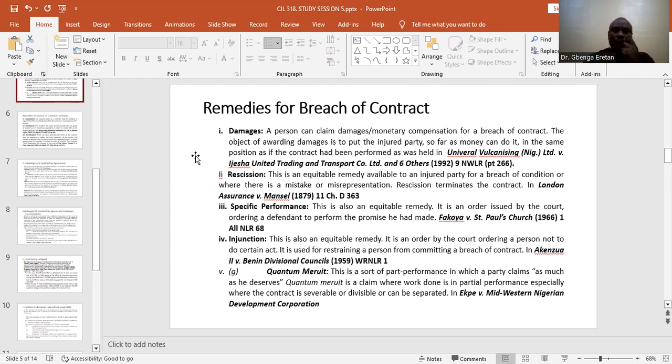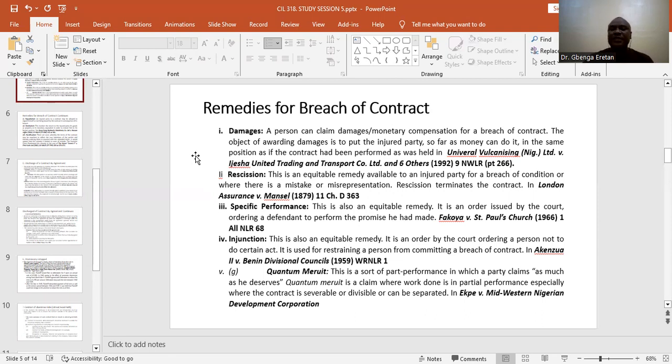Then we talk about quantum meruit. In this case, there could be partial performance of a contract. And when you talk about quantum meruit, this is when the court will order that payment should be made to the level of performance that has been carried out in that contract. That is, a person performs a contract but did not perform the contract fully. The court will order that the part that is performed should be paid for, and the part that is not performed should not be paid for.